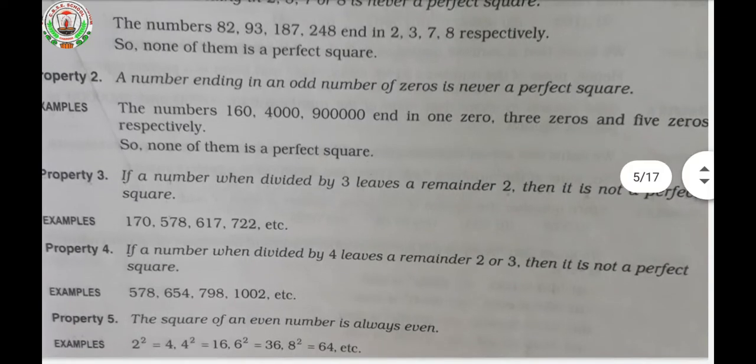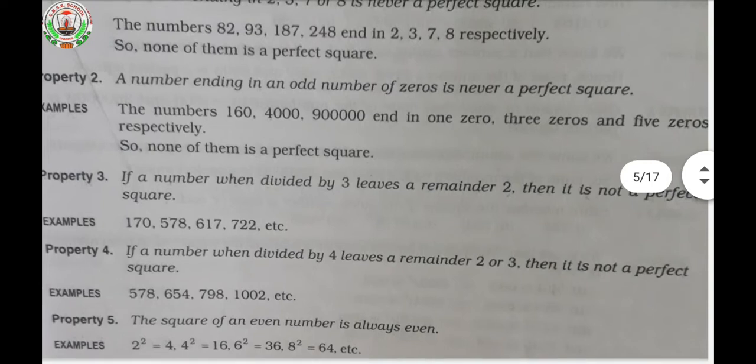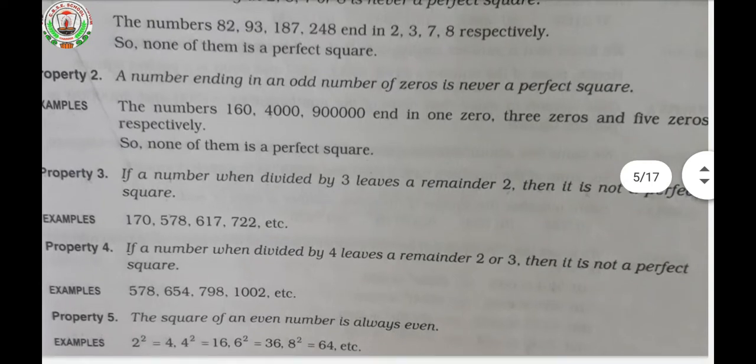Next property: if a number when divided by 4 leaves a remainder 2 or 3, then it is also not a perfect square. That means if any number is divided by 4 and gives you the remainder 2 or 3, then it is again not a perfect square.